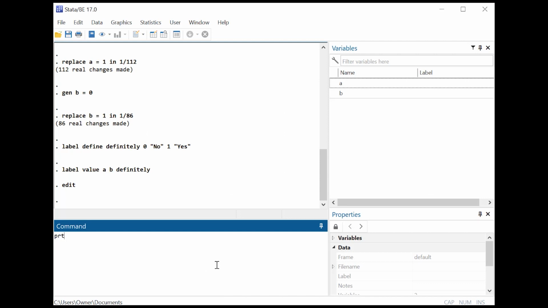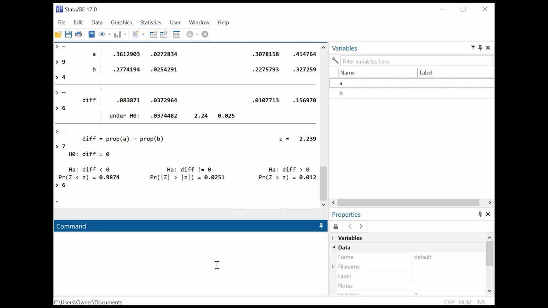All right, so what do you do? Here's the syntax. You're going to say prtest. And you're going to look at your two variables. So let's just pick A first, and then two equal signs, and B, and enter.